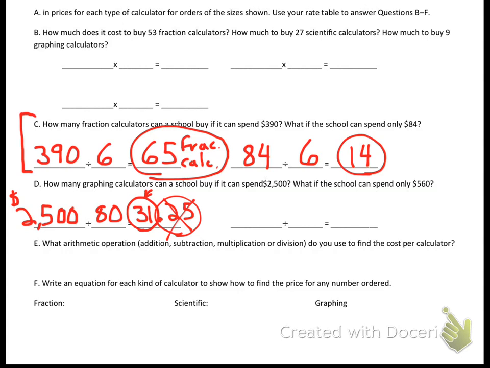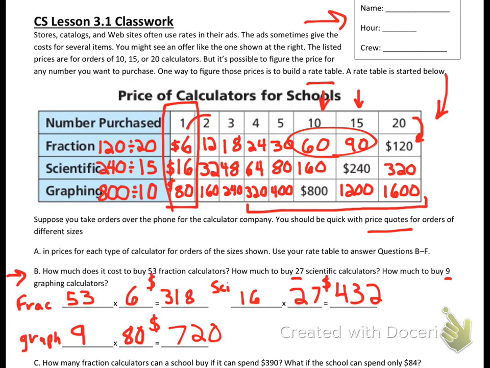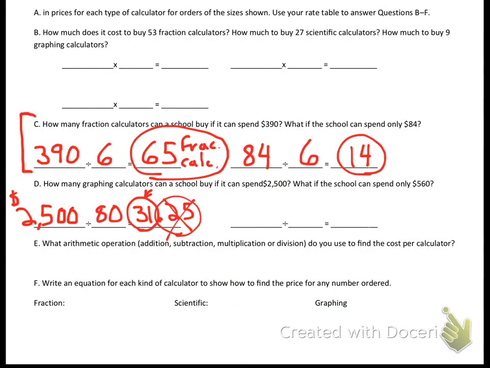What if I can only spend $560? Let's take a look at our chart here. Graphing calculators. Well, I know it's going to be more than 5, but less than 10. So, let's see exactly what it is. Take a second and do this one entirely on your own.